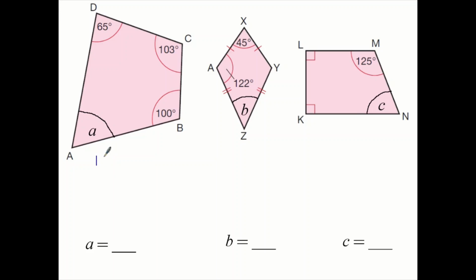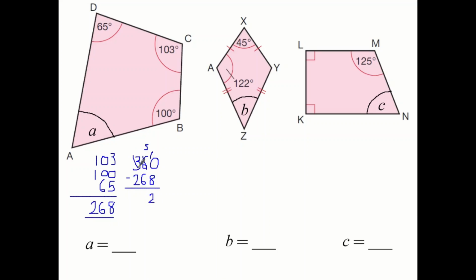We've got 103, we've got 100 degrees, and we've got 65. So let's add these up. We get 3 plus 5 is 8, 6 plus 0 is 6, and 1 plus 1 is 2. So the angles that are there already add to 268. I'm going to subtract from 360. So 268, I'm taking that away from 360. So 0 take away 8 I can't do here. So this is 5. 10 take away 8 is 2.